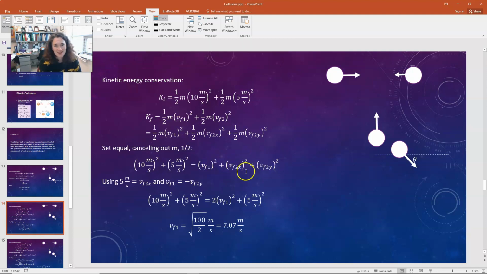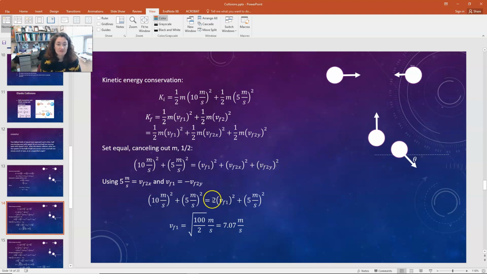All right? Now I'm going to use what I had from my momentum conservation equations on the previous slide. Specifically, 5 meters per second is equal to v final 2x, and v final 1 is equal to minus v final 2y. So if I plug in for that, I'm going to be able to solve for v final 1. If I sub in that v final 2y is equal to minus v final 1, then that would give me minus v final 1 squared, which is v final 1 squared.